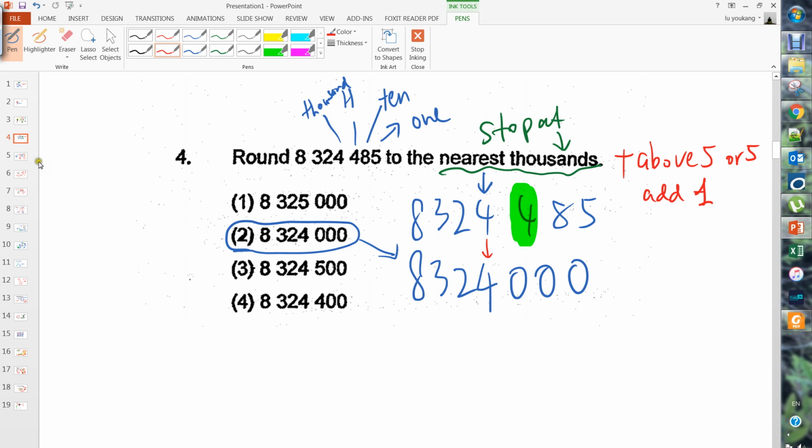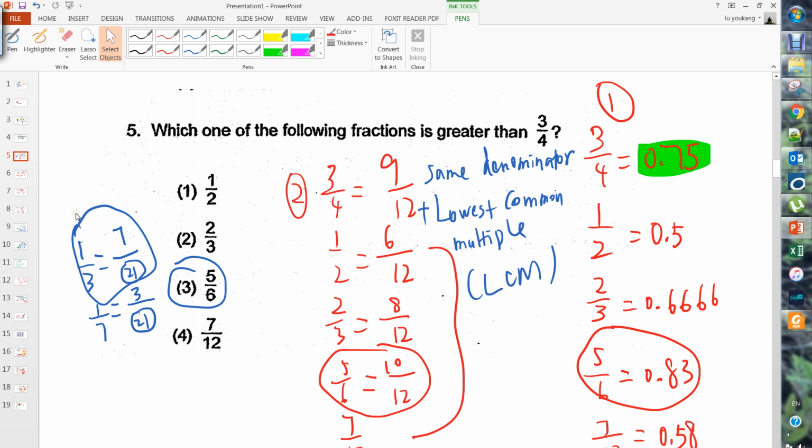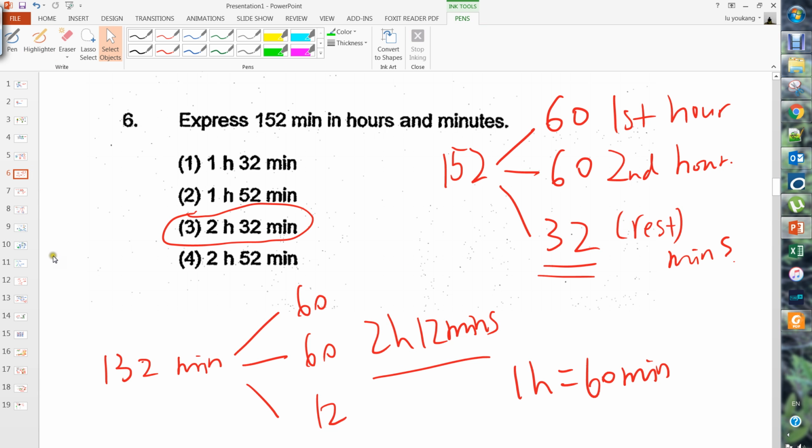Okay? Question 5. Question 5 has 2 methods. One of them is to convert it to decimal, and then you compare accordingly. The other one is we change the denominator to the same denominator. And the concept here is called lowest common multiple, LCM. And then this is another example of LCM. Right? Okay, good.